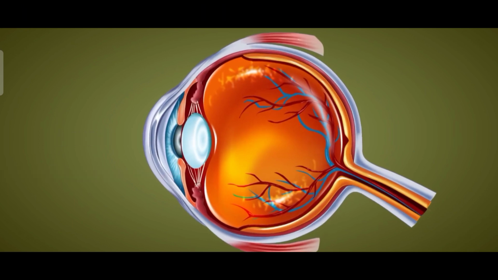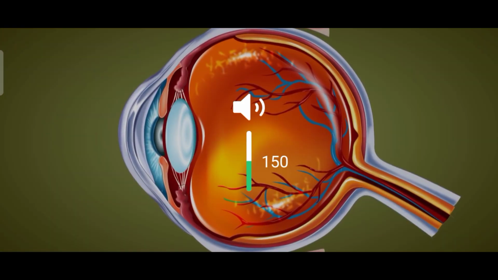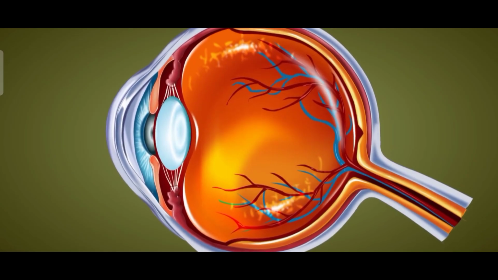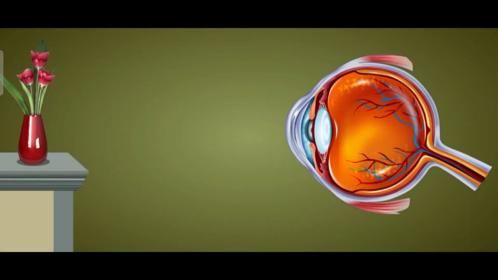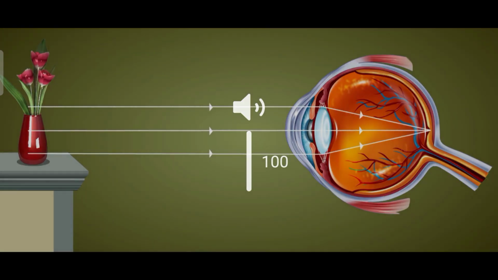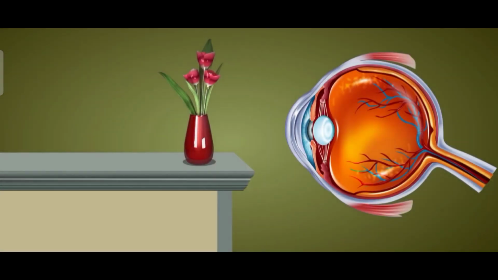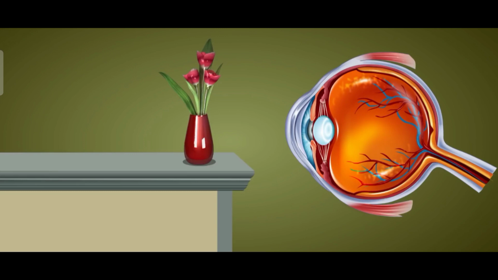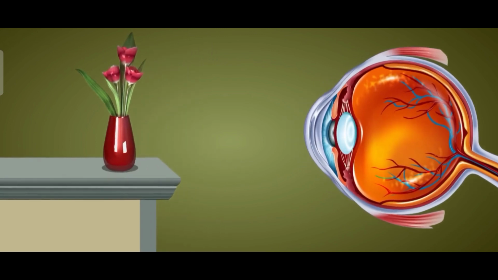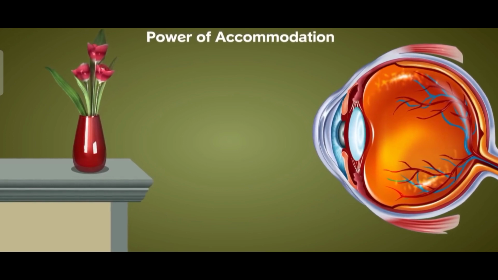The muscles hold the lens in place and help to change the focal length by adjusting the curvature of the lens. To view a distant object, the muscles relax, the lens becomes thin, and its focal length increases. To view a nearby object, the muscles contract, the lens becomes thick, and its focal length decreases. This ability to adjust its focal length is called the power of accommodation of the eye.